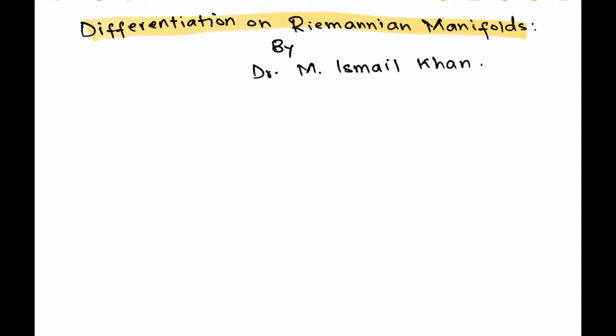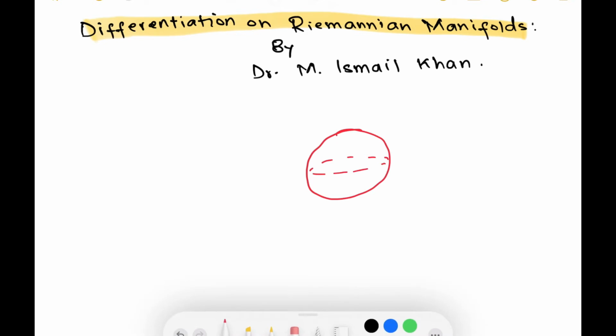For example, if we have some sphere, and then there is some vector field on this sphere. There are some vectors over here. These can be in different manner. So, how can we take the derivative of this vector field on the surface of the sphere?